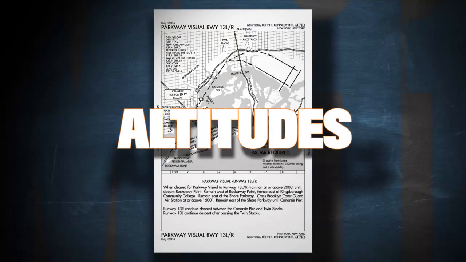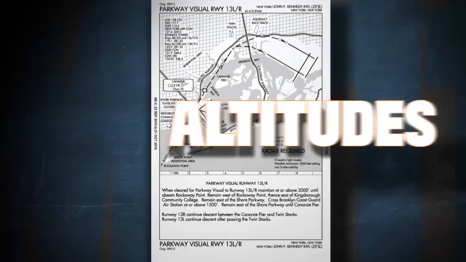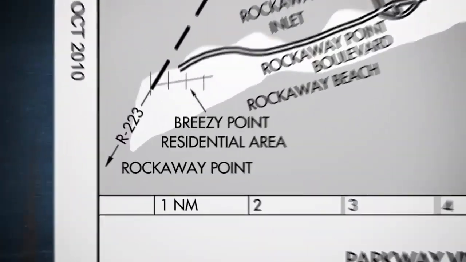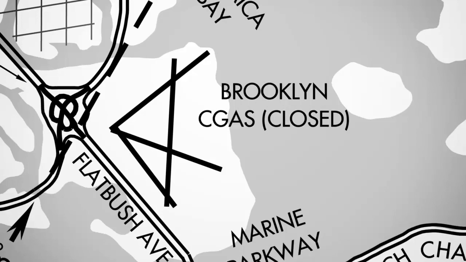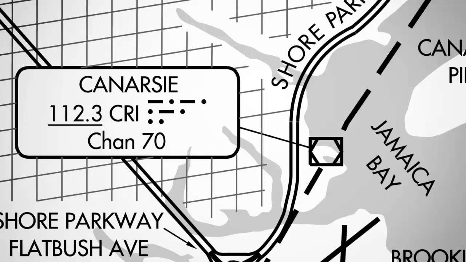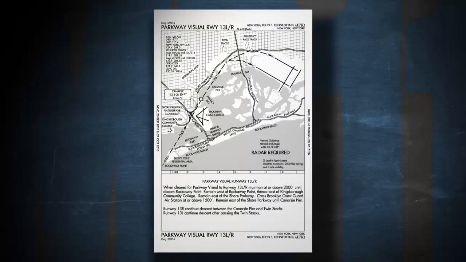Altitudes. As covered, altitude restrictions are present on the approach at Rockaway Point and the Coast Guard Air Station. We will aim to cross the Canarsie VOR at minimum 1,500 feet. Touchdown zone elevation is 13 feet. There is no MDA as this is a visual approach.